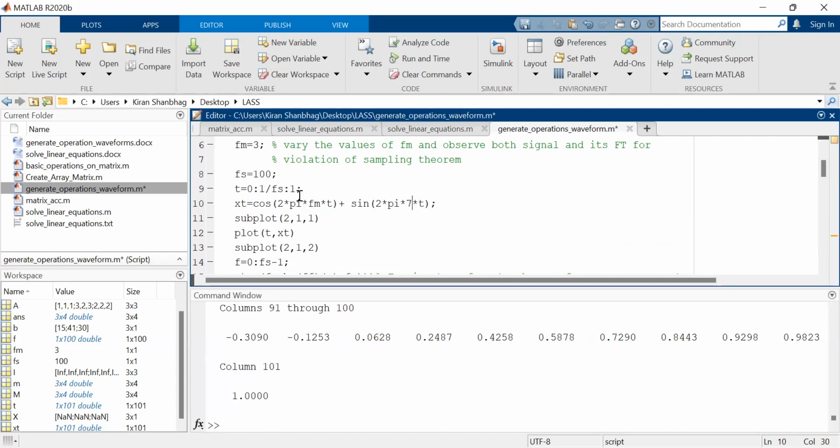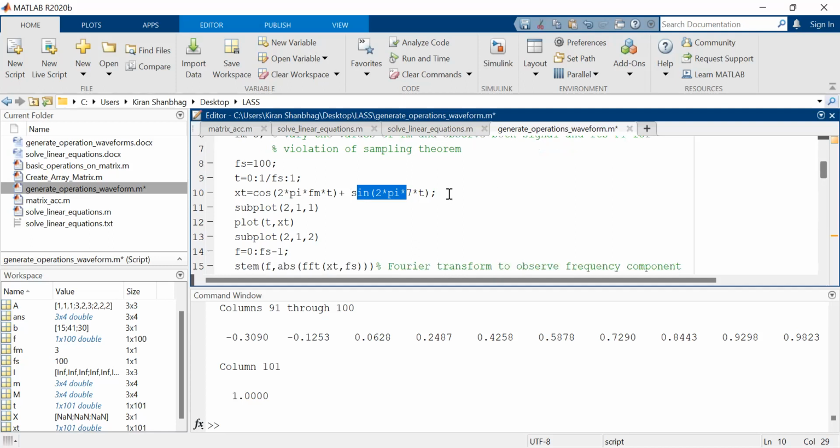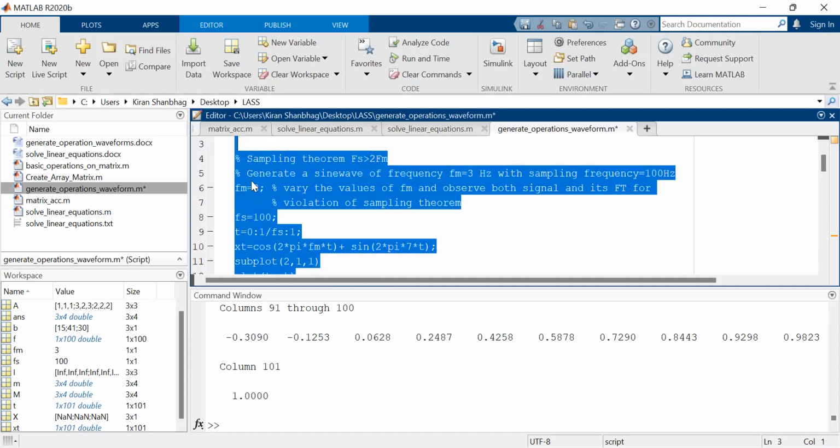So what I have done, you can see here, I am adding a cos wave with a sine wave. That's a possibility, right? That's an operation performed on a signal. So what's going to happen? What is the signal going to look like? And what is the Fourier transform of the signal going to look like? Let us see.